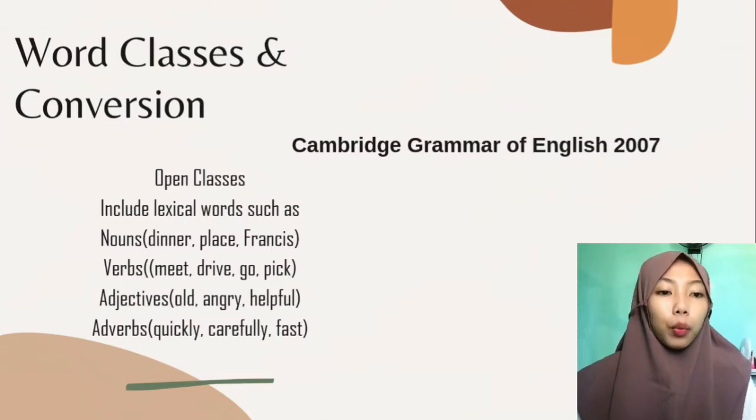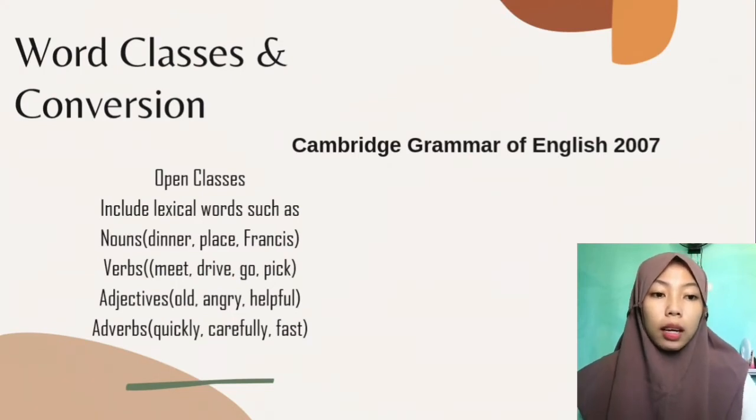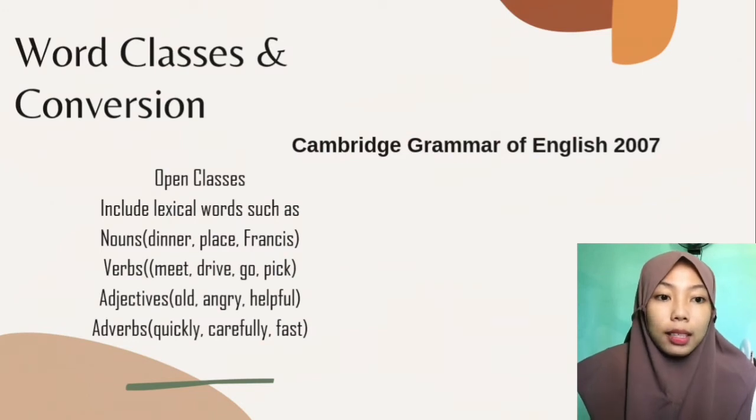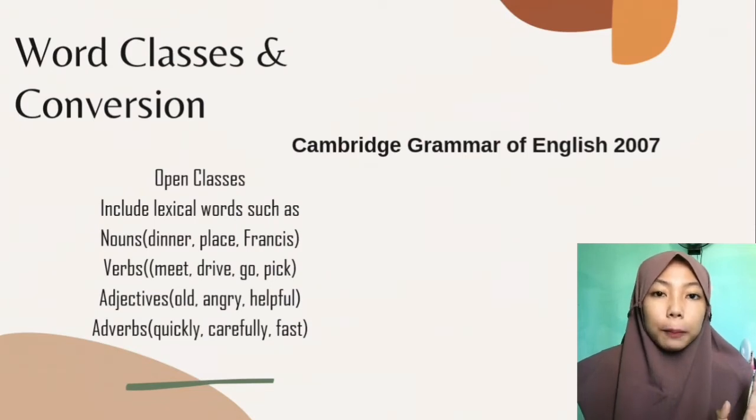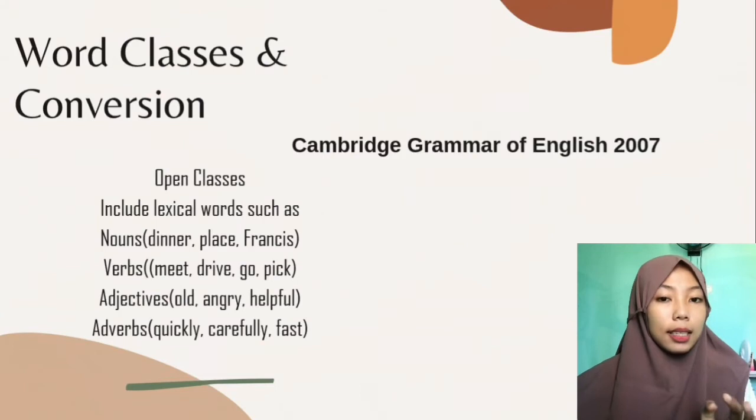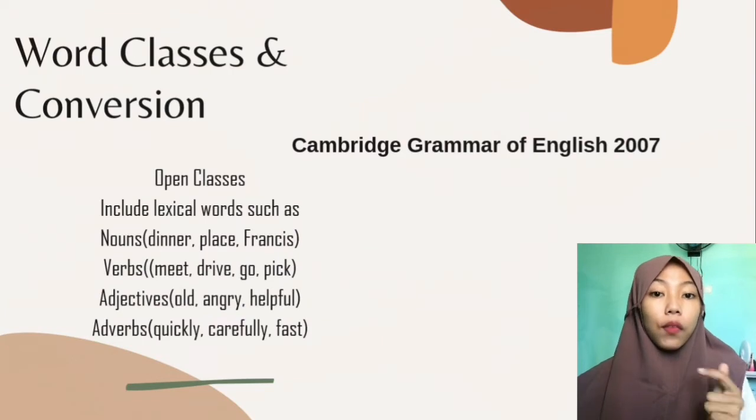Many words belong to more than one word class. For example, book can be used as a noun or as a verb. Fast can be used as an adjective or an adverb. For example, it is an interesting book. Book in this sentence is a noun. Okay, next example is we ought to book a holiday soon, and book in this sentence is a verb. Next, he loves fast cars. Fast in this sentence is an adjective.